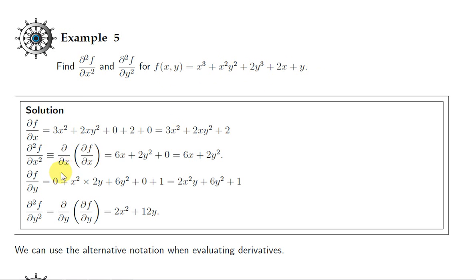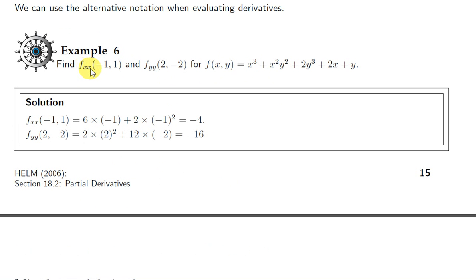Now we need to differentiate with respect to x again, so the 3x squared becomes 6x. If we differentiate this term here with respect to x, we just get the constant 2y squared. We are treating y as a constant. 2 goes to 0, of course.